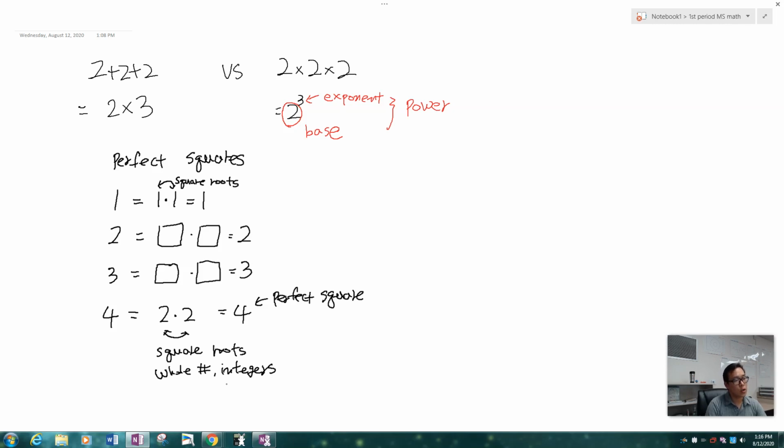So I should have said integer. Integer is a better way of saying it. All right, moving on to 5. If I have a 5, what is an integer or whole number that is exactly the same and when you multiply becomes 5? I don't have that.